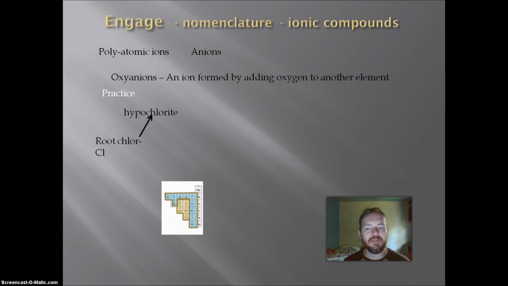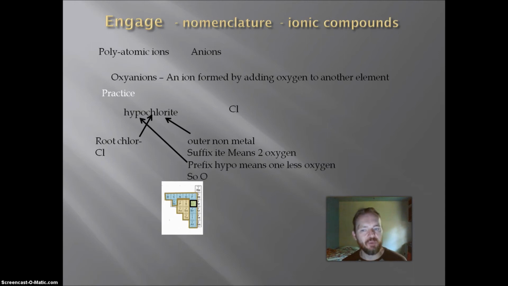Hypochlorite. If I look at the root, it is chlor. That means we're dealing with Cl, so there's got to be Cl in the name. Cl is an inner nonmetal. If we have an inner nonmetal that ends in -ite, that means there are 2 oxygen. So that would mean ClO2. But we have the prefix hypo, which means there is 1 less oxygen, so that ClO2 just becomes ClO.